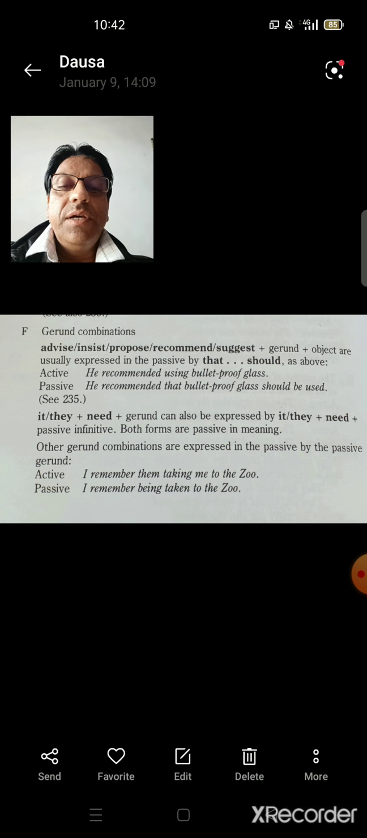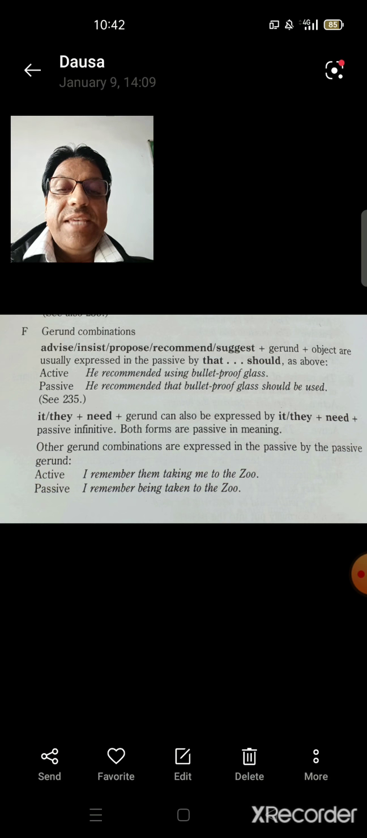Now we come to the gerund combinations. As you know, gerund is also an ing form, a verbal noun. So let's take an example. He recommended using bulletproof glass. Here using is the gerund. He recommended what? He recommended using bulletproof glass. So he recommended that bulletproof glass should be used, because our object is using the bulletproof glass. So this gerund forms the object, and he recommended remains as such. So bulletproof glass should be used as the passive form.